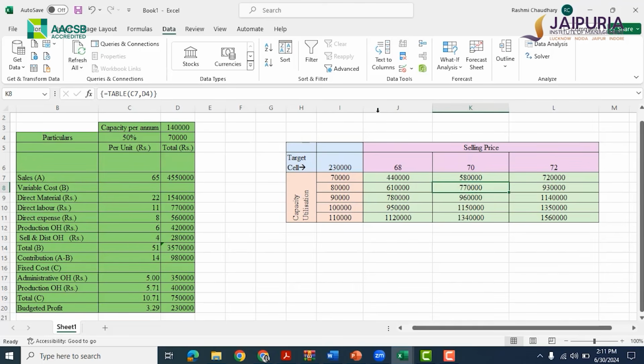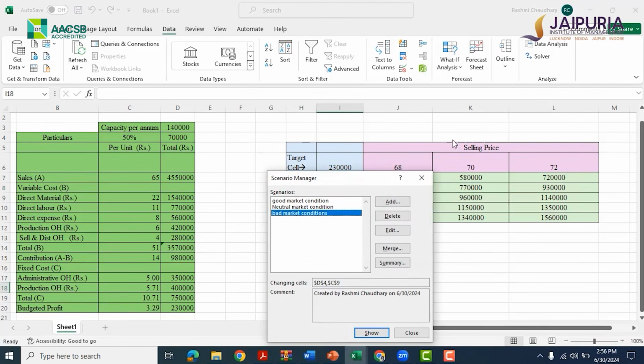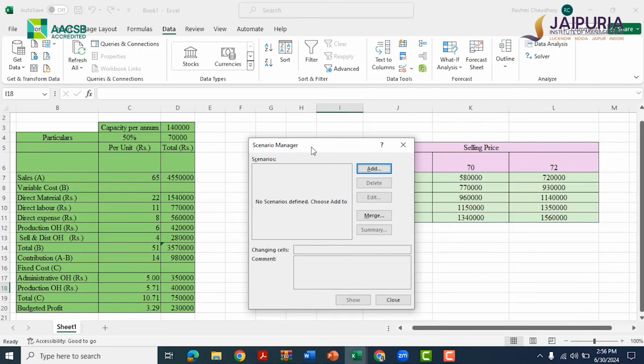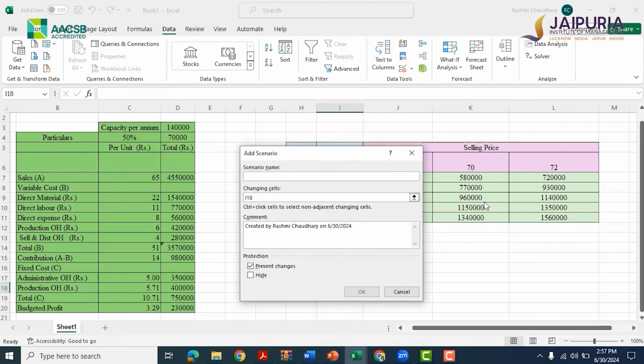Now coming to the third component of what if analysis, that is the scenario manager. So at present there are no scenarios added to it. We'll add fresh scenarios for this condition. So let's try adding scenarios. The first scenario that is being added. So let's assume that the market conditions are good. Good market conditions are there.